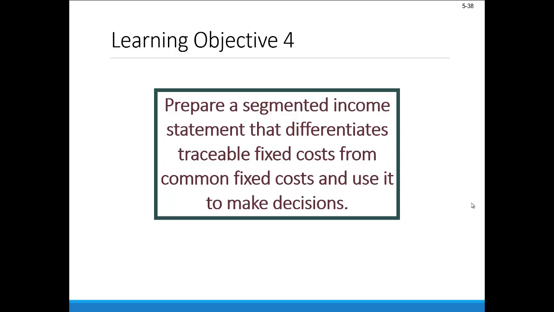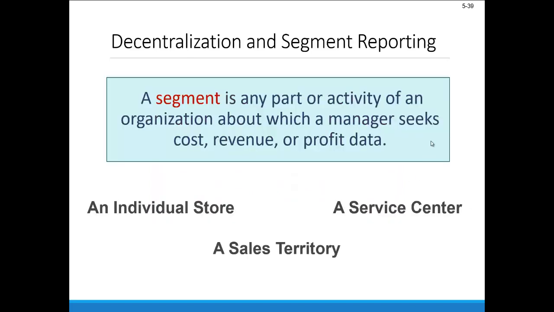So learning objective 4 in Chapter 6 was to prepare a segmented income statement that differentiates traceable fixed costs from common fixed costs and use it to make decisions. A quick note here about decentralization. A segment for our purposes is any part or activity of an organization about which we want some kind of cost, revenue, or profit data.